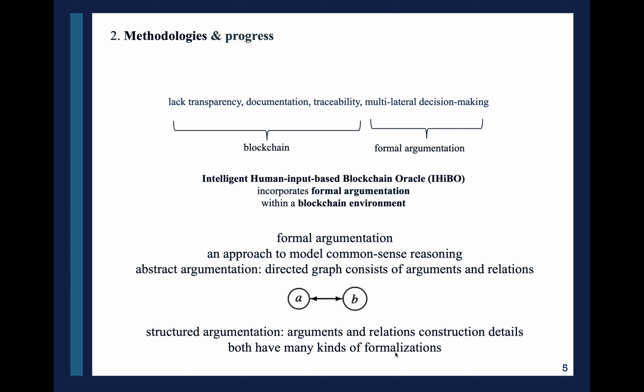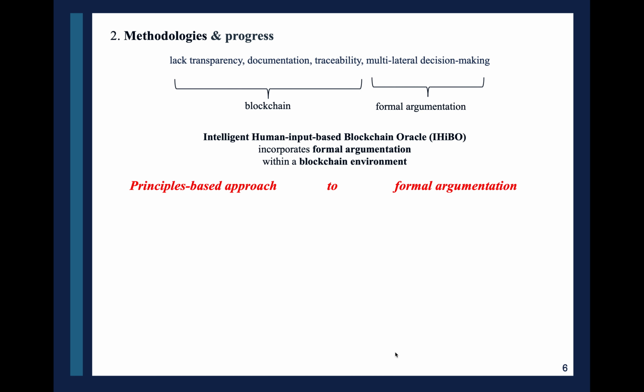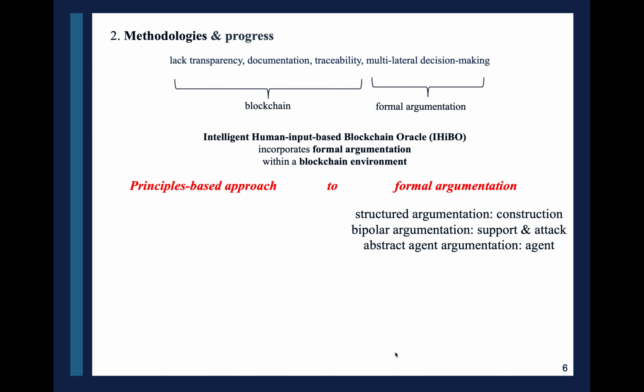So in order to provide a complete way of modeling fund management decision making, I conduct research on a principle-based approach to formal argumentation, and I select three kinds of formalization of argumentation. The first is structured argumentation, which provides an intuitive pathway for constructing arguments and their relations, and bipolar argumentation that expresses both attack and support relations, and also abstract multi-agent argumentation that has the role of multiple agents.